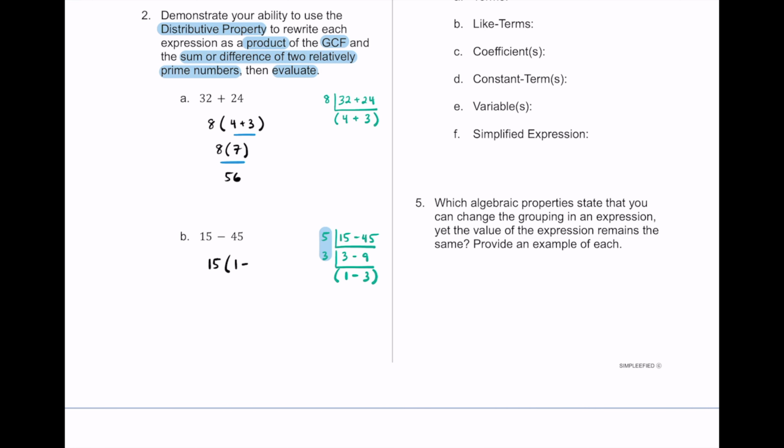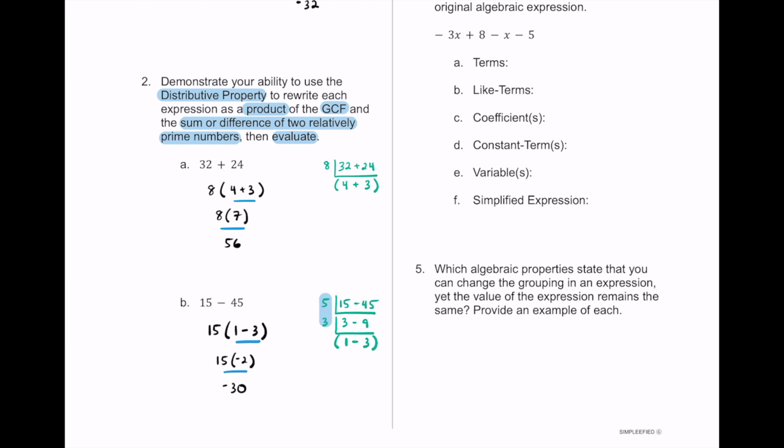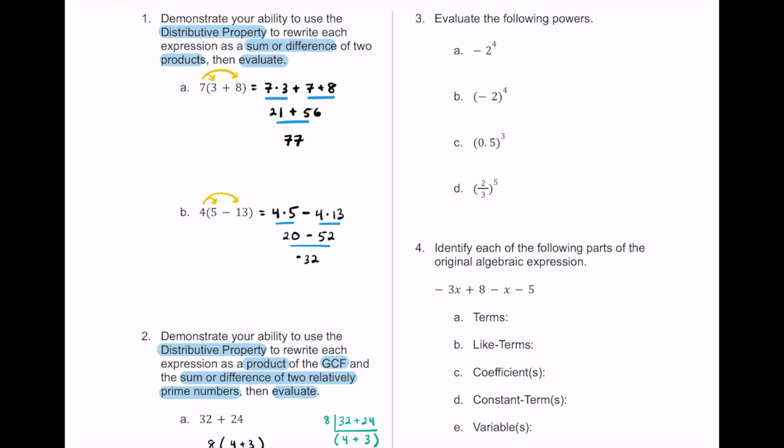And then we have a difference of two relatively prime numbers. So 1 and 3 don't have any common factors. Now you could go ahead and distribute 15 times 1, that does equal the 15 we started with. And 15 times 3, that's 45. And then you could solve that, but I'm just going to go ahead and use the order of operations. So 1 minus 3 is negative 2. So you have 15 multiplied by negative 2. And 15 times 2 is 30, so 15 times negative 2 would be negative 30. So this would be the value of this expression, and if you just did 15 minus 45, that would equal negative 30 anyway.